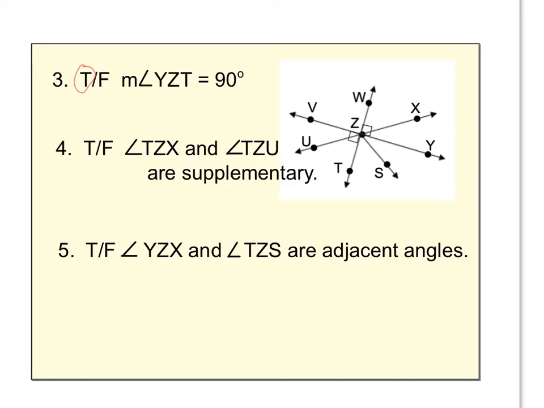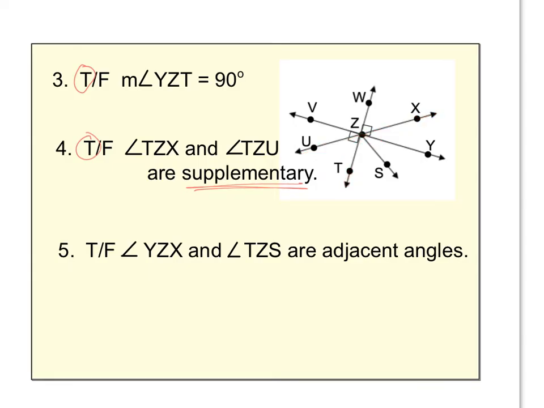Number 4, angle TZX. Let's trace that here. TZX. And angle TZU are supplementary. Again, take a look at them. Here's the first angle, here's the second angle. To me, those look like a linear pair. We have a straight line right here, so they should add up to be 180. Supplementary means they add up to 180, so I believe this is true.